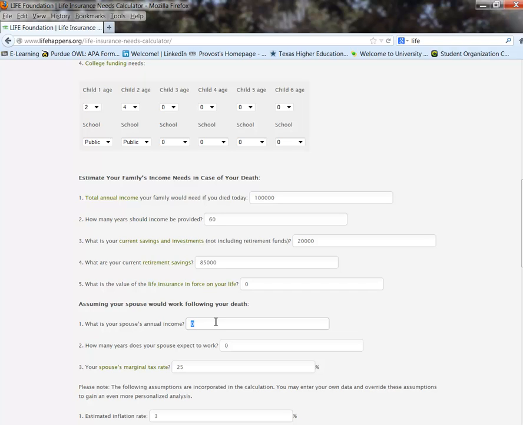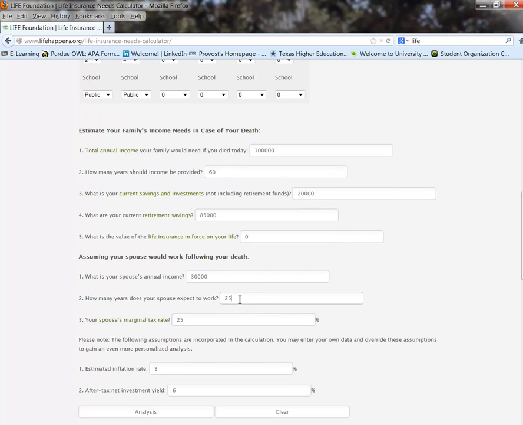I'm going to say that spouse makes $30,000 a year. And let's just say that she's going to work, so we're 30 years old, until she's 55. So we'll say she works another 25 years. And her marginal tax rate, that's to calculate estimated taxes, we'll just leave at 25%.